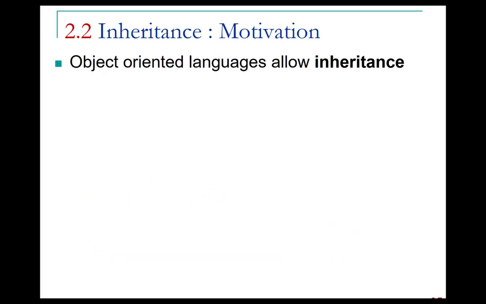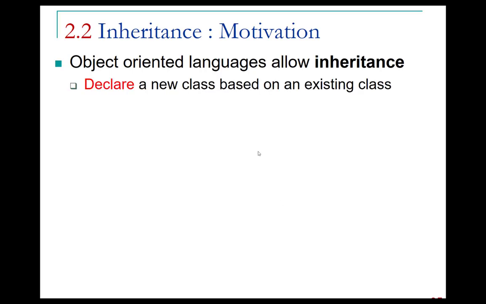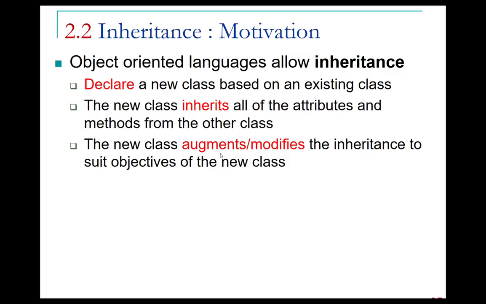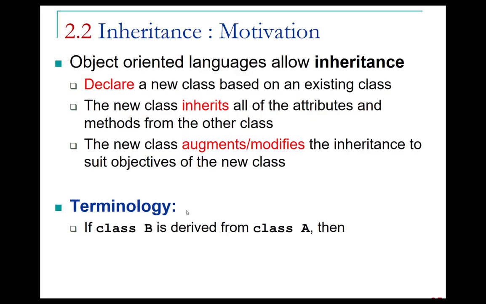So object-oriented languages allow inheritance. You declare a new class based on an existing class. In this case, you declare a savings account based on the existing bank account. Then the new class inherits all of the attributes and methods from the other class. And the new class modifies or augments the inheritance to suit the objectives of the new class. In this case, it augments by adding an attribute to keep track of the interest rate and a method to pay interest.